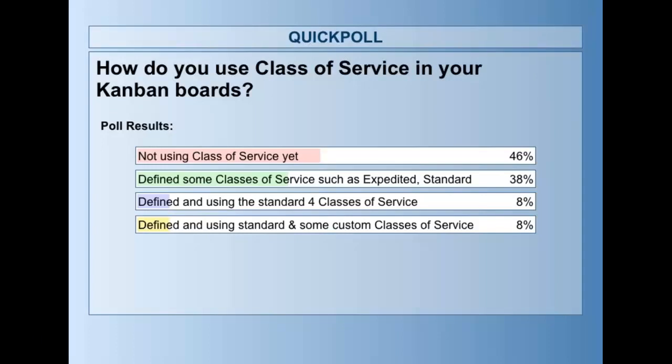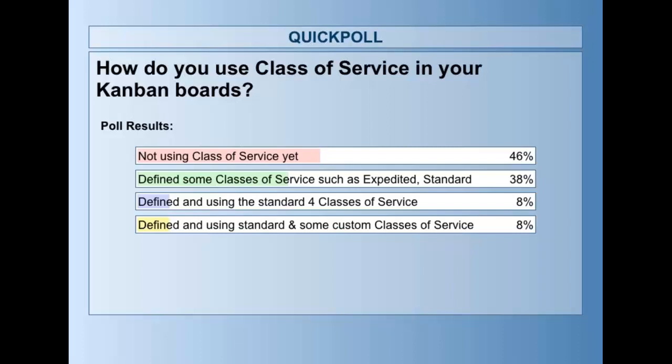So, as probably expected, Ramesh, nearly 50% not yet using class of service. There are about 40% who have defined some of the classes of service, and I think many of you who have gone through Kanban training have seen the use of expedited and standard as the two main classes of service that get used. So you predominantly work with a standard class of service and then have a limited amount of capacity dedicated to expedited work. And then of course there are a few of you who are much more advanced in the way that you're using the class of service.